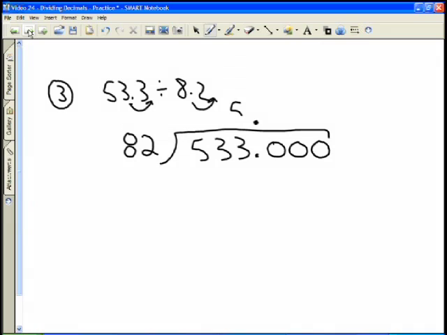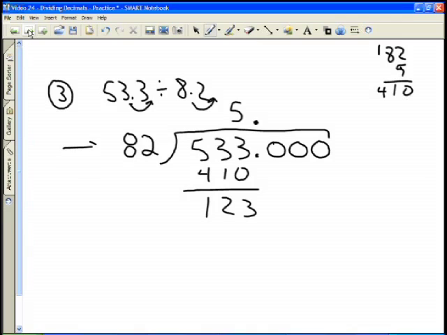Let's say I say that it's 5, just to explain what I meant in the last part. 5 times 82, 2 times 5 is 10. 8 times 5 is 40, plus 1 is 41. So if I said that the number was a 5 there, 5 times 82 is 410. Well, look what happens now. When I do my subtraction, I get 123. 123 is larger than 82. And so I know that the number can't be 5. I've got to pick the largest number, and I'm going to have to change that to a 6.